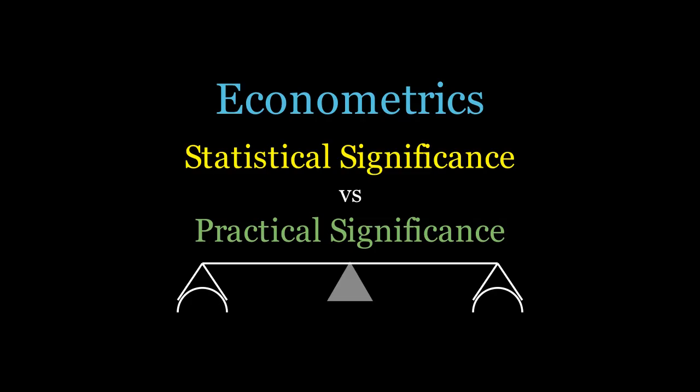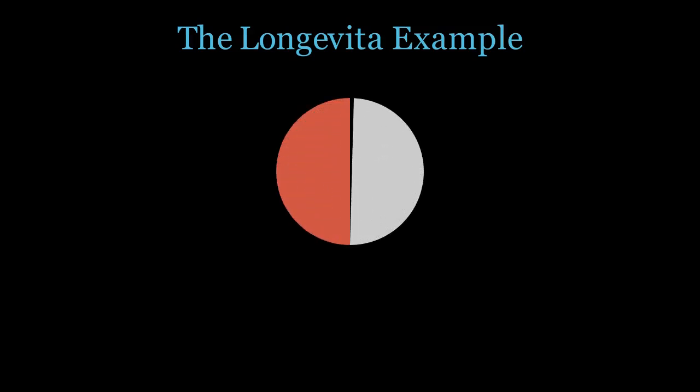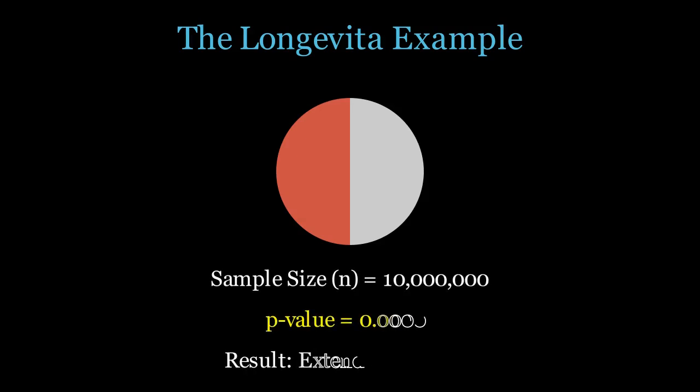Let's start with a provocative example. Imagine a pharmaceutical company develops a new drug called Longevita. They conduct a clinical trial with 10 million participants. After years of study, the data shows a p-value of 0.00001. Mathematically, the drug works beyond any reasonable doubt.